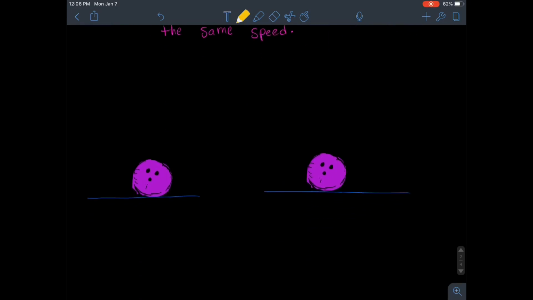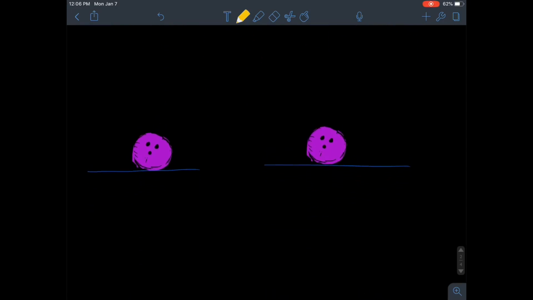Now let's consider if we have something that is the exact same mass. So we have two bowling balls here, and let's say that this one is not moving very fast, whereas the second bowling ball is moving much faster. So if we're trying to get that strike and trying to knock down the bowling pins, you can just imagine which one is going to do a better job of knocking down the bowling pins.